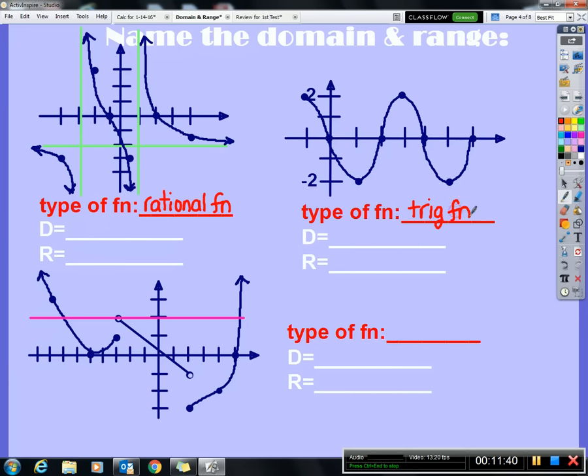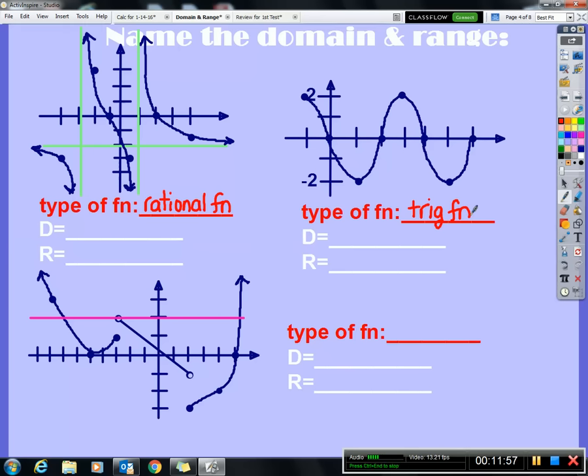And this more specifically is either a type of cosine wave or sine wave. We'll talk more about that when we get into trig so you can identify it. But any graph that repeats itself in a very predictable, uniform pattern is a trig function.